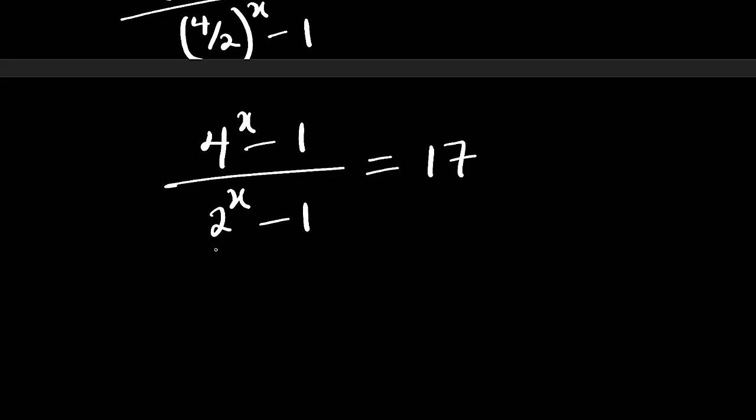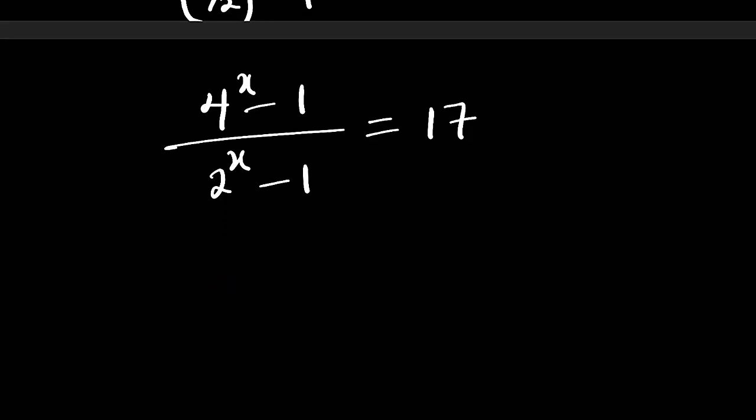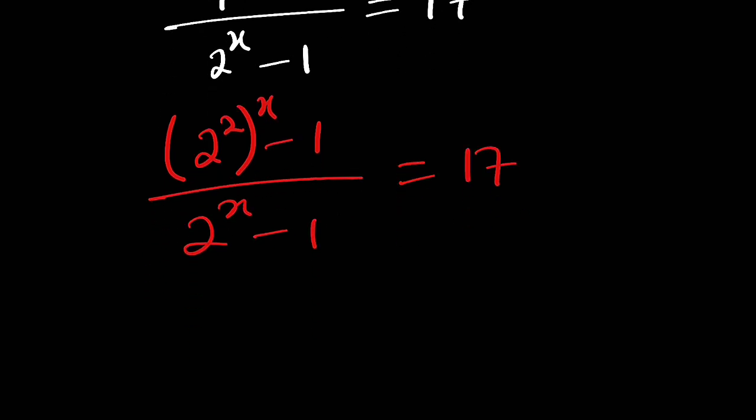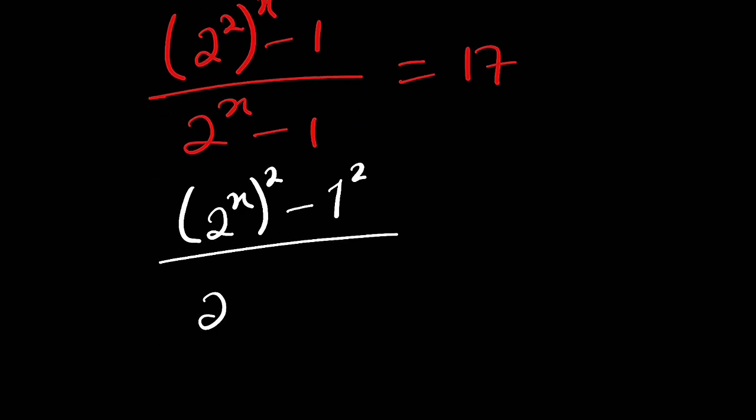All right. You can see we have 2 here. This is 4. We can express it as 2 to the power of 2, which is the same thing as 4. So instead of 4, we are going to write it as 2^2. But we still have an x, so they will multiply, or you can bring it outside. So we have (2^2)^x minus 1, divided by 2^x minus 1. This is equal to 17. And from here, you can switch this exponent, which is allowed in one of the laws of indices. You can write it as (2^x)^2 minus 1. But this one can also be written as 1 squared, divided by 2^x minus 1. This is equal to 17.